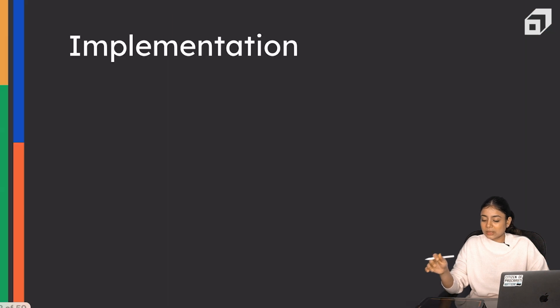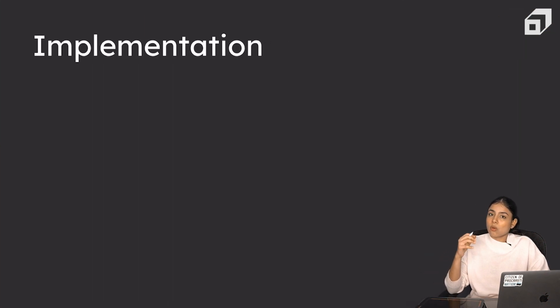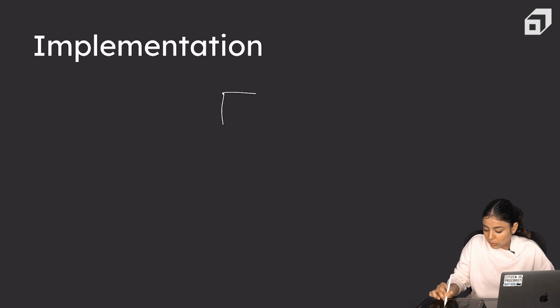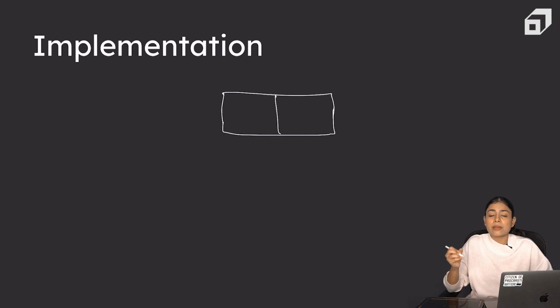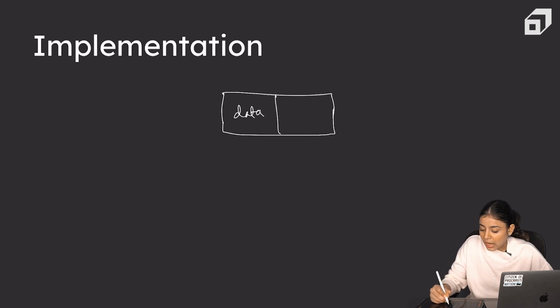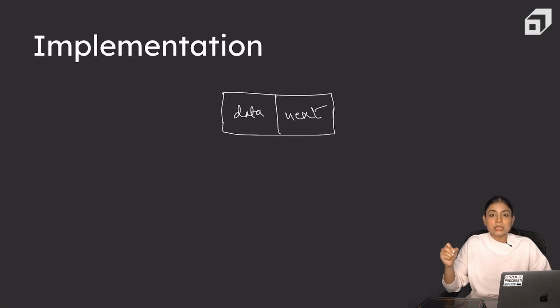Now coming to the implementation of circular linked list, let's talk about the node. In a single linked list, we've seen every node will have two parts. First is the data part where we're storing some value, and the second part is the next, which is a pointer to the next node in my list. So will the node structure change here in my circular linked list? No, the node structure will remain the same.